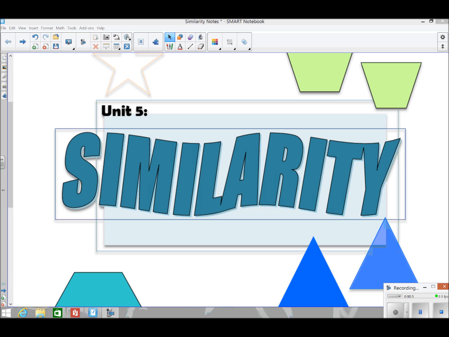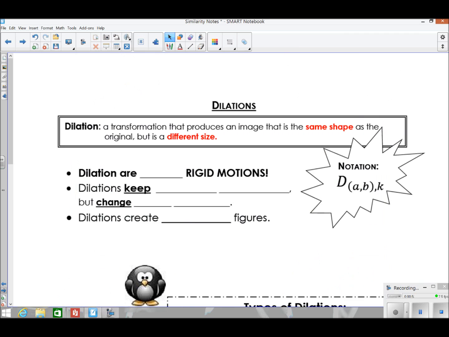So we're going to start off with the transformation that will create similar figures, which we hopefully know as dilations. Dilations, remember, either enlarge or shrink figures. They'll keep the same shape, but the size will be different. Dilations, remember, aren't rigid motions. So let's flip to page 1, and we have some vocab here.